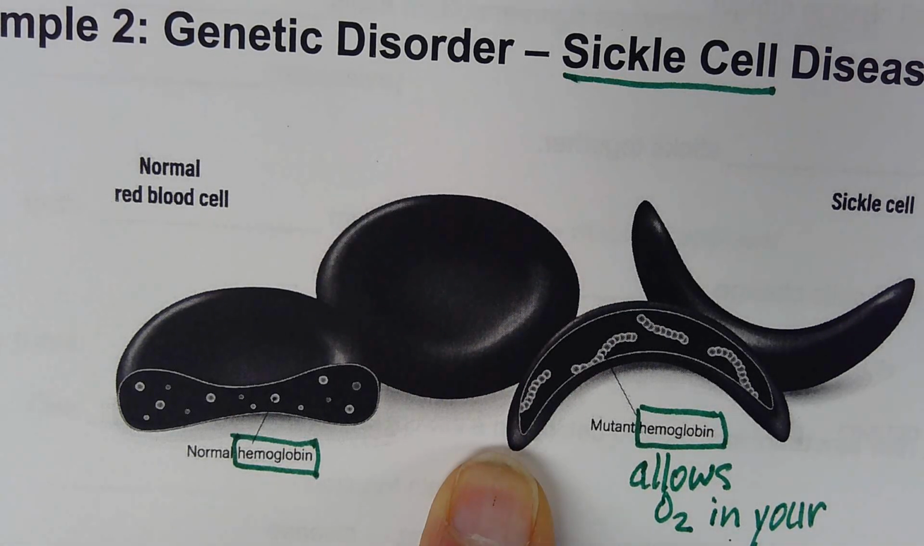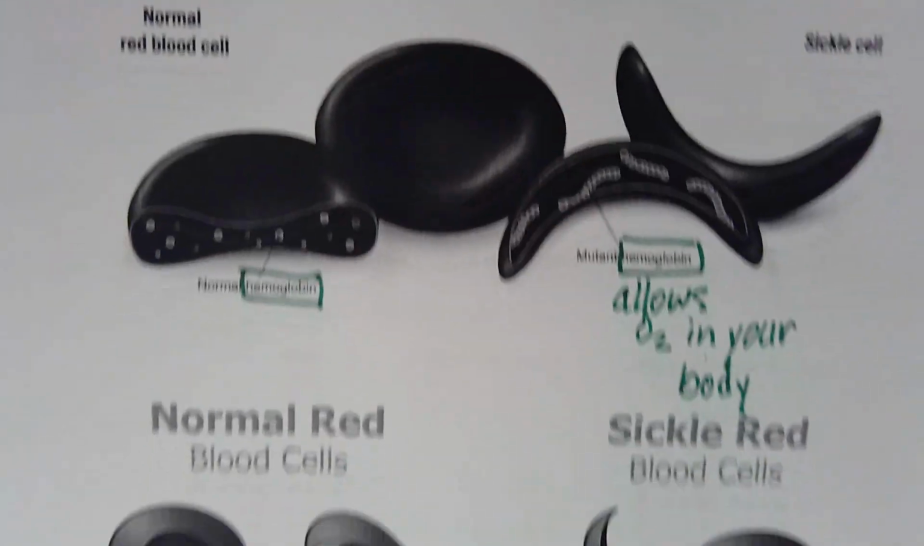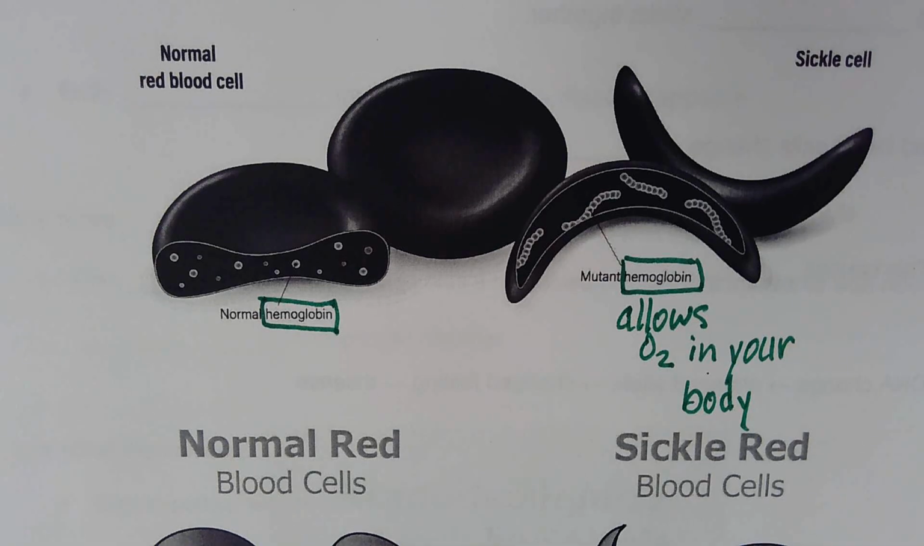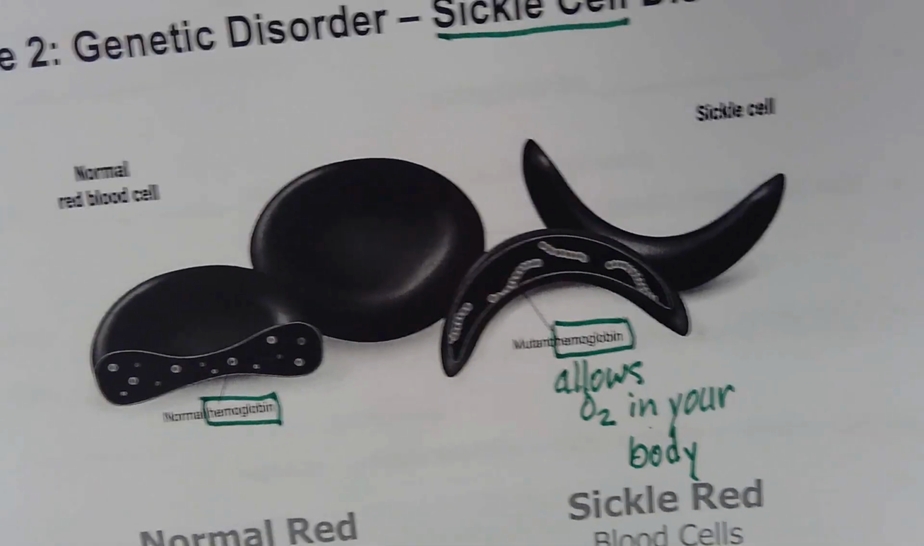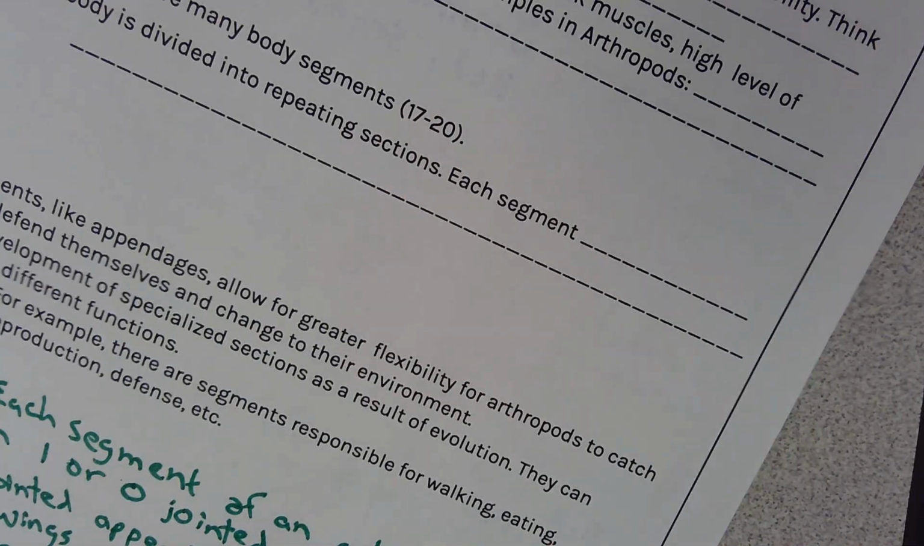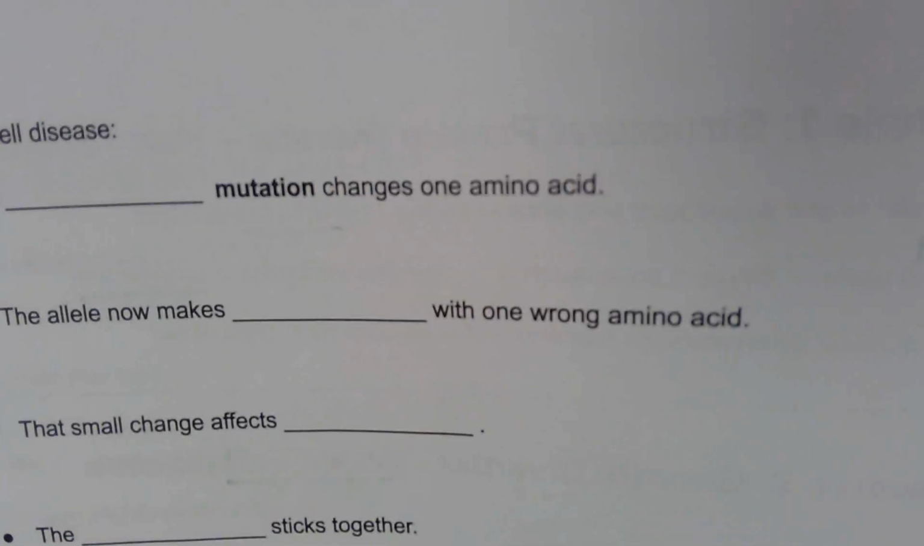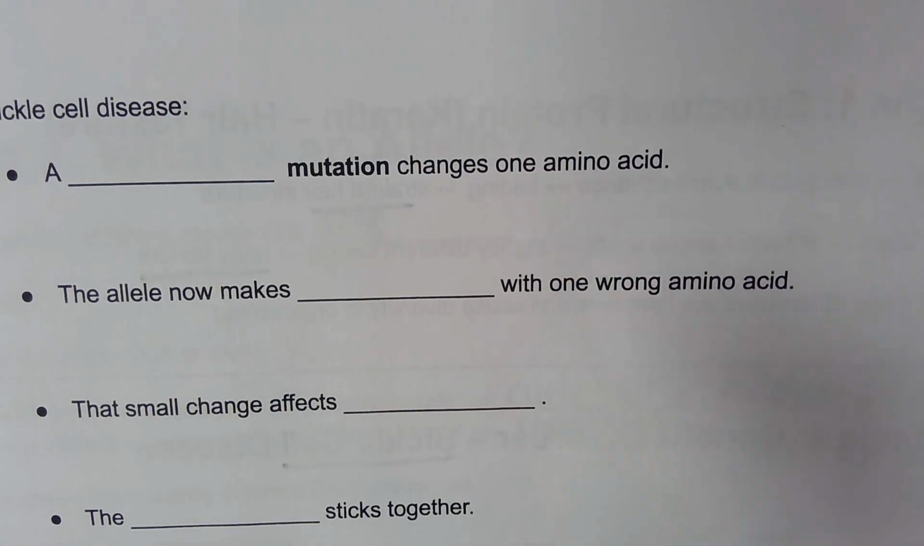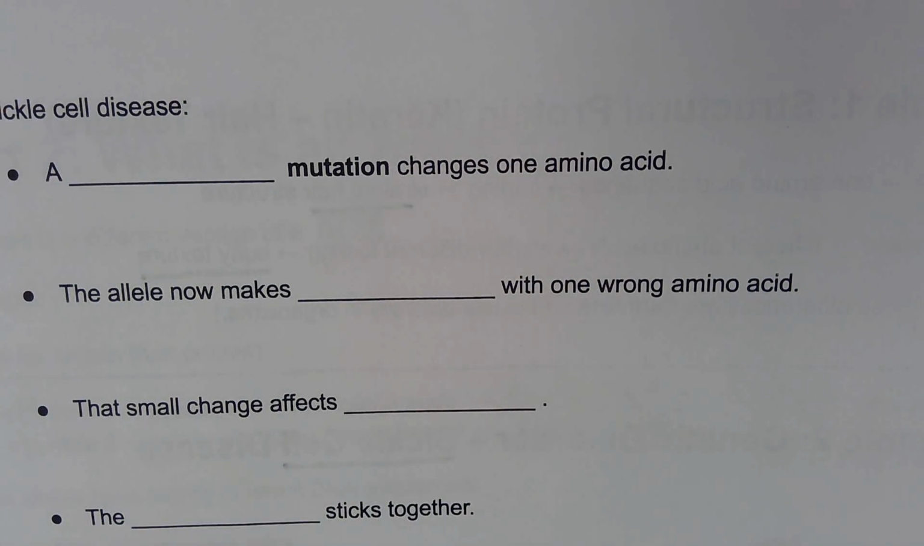So now you can imagine that if you don't get enough oxygen to all the parts of your body, it's going to cause a lot of issues. Okay? So if you turn the page, you can see some of the symptoms that you might have if you have sickle cell. But we're going to talk about what's kind of that chain reaction that we keep talking about.